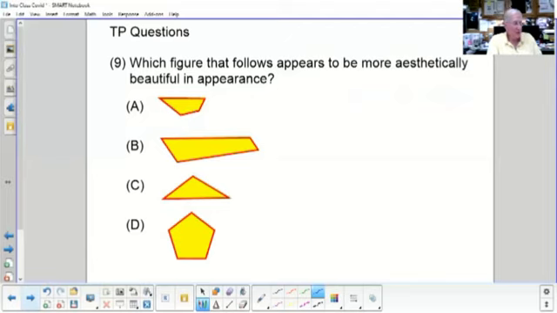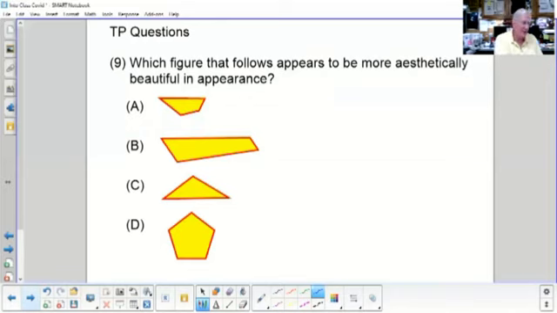I think most people would say probably D looks more aesthetically pleasing than A, B, or C. Can you figure out why? Well, if you think about it, if you look at the lengths of the sides of the figure in D, they all appear to be the same, right?